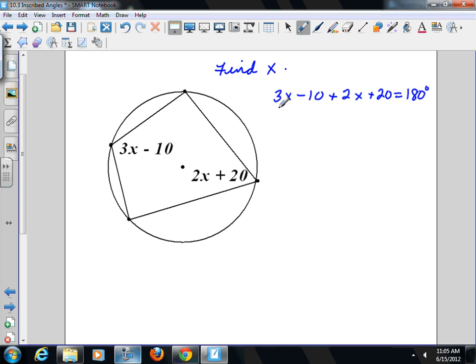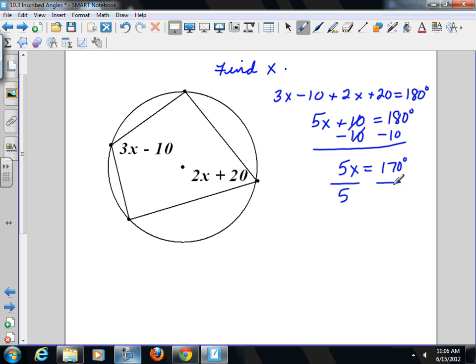So let's combine our like terms. 3x plus 2x is 5x. Negative 10 plus 20 gives us positive 10. We need to get x alone, so we'll subtract 10 from each side. So we have 5x equals 170 degrees. Divide both sides by 5, and we get that x is 34 degrees.